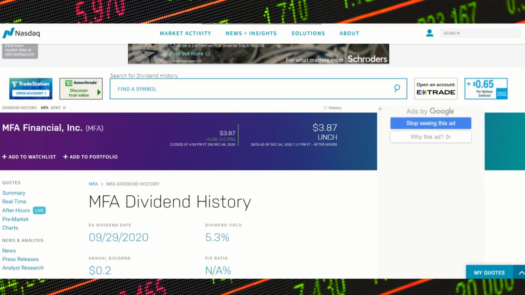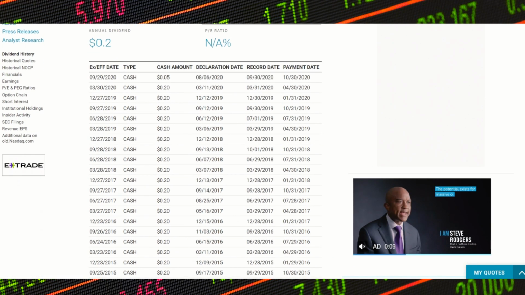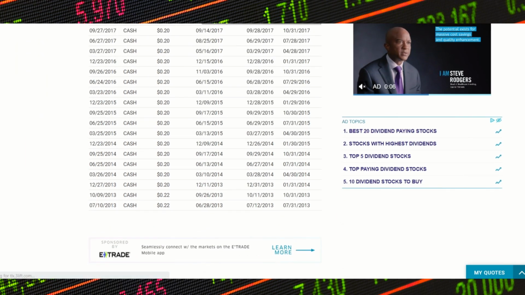And then let's look at the dividend history of MFA, and you can see that the amount that they pay you is about consistent through all the years. They don't really skip any quarters, so that's a good sign.